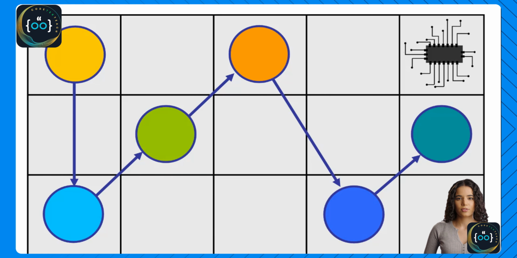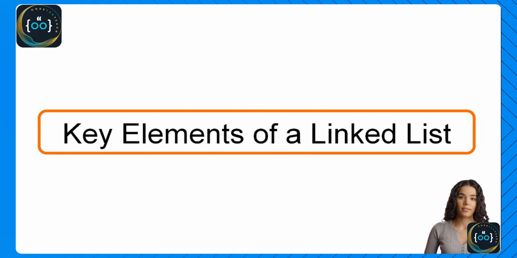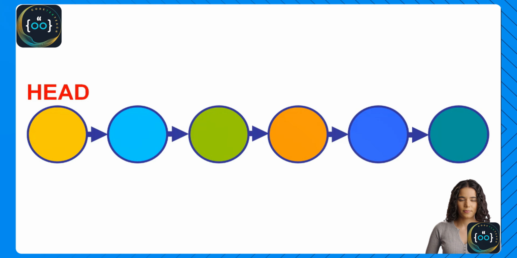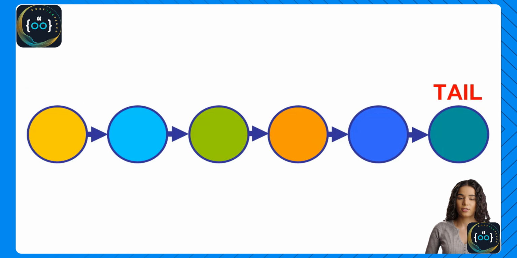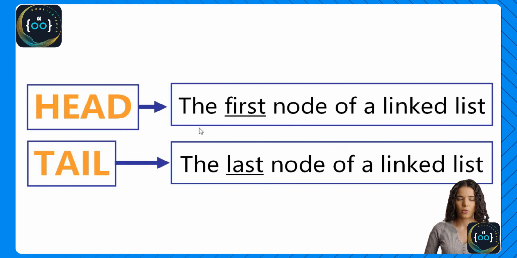Amazing, right? Well, these are two key elements of a linked list that you should know before we start implementing the class. The first one is called head, and the other one is called tail. What is head and what is tail? Head is the first node of a linked list. Like any list, a linked list has to start somewhere, right? So that is the first node.